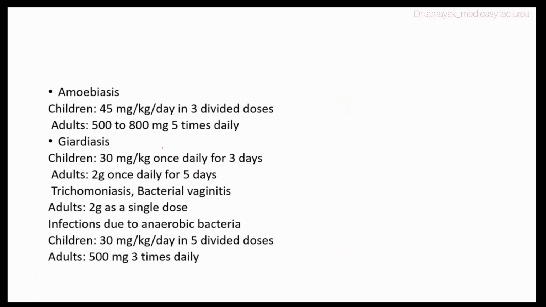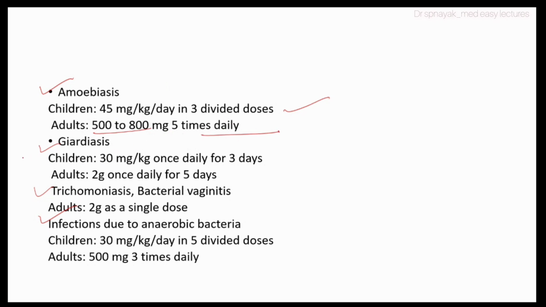So these are the uses of metronidazole. As discussed, it is used in amoebiasis. It is used against giardiasis. It is used in trichomoniasis, that is bacterial vaginitis. It is used in infections due to anaerobic bacteria. So its dose is, in children, 45 mg per kg per day in 3 divided doses; in adults, it is given as 500 to 800 mg 5 times daily.